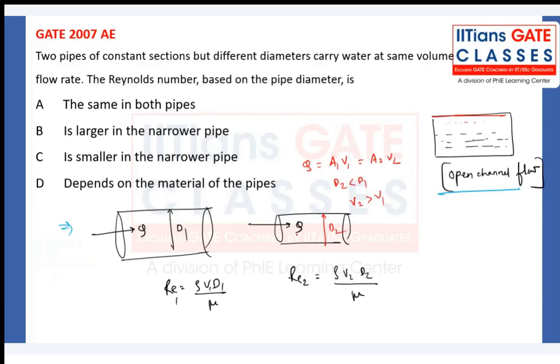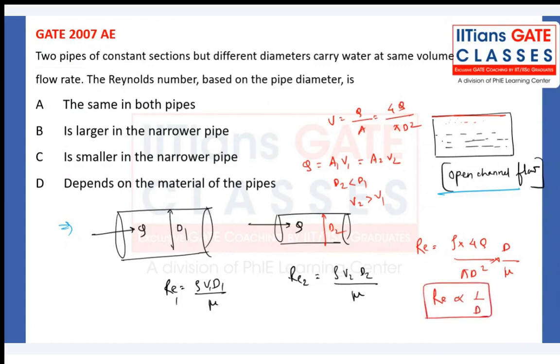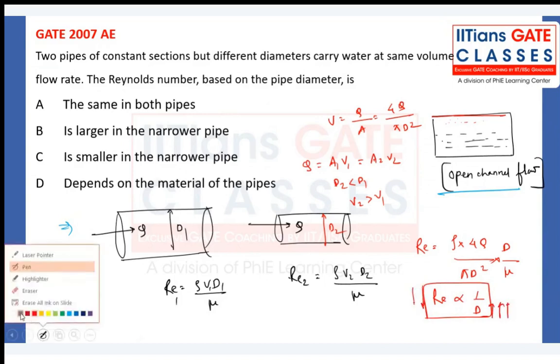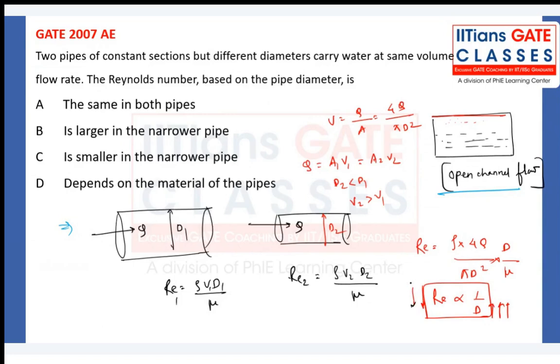If there is a velocity variation, try to convert this formula in terms of discharge. So we can write V as what? V we can write as Q by area, that can also be written as 4Q divided by pi d square. So 4Q divided by pi d square into d divided by mu. So Reynolds number is what? Inversely proportional to the diameter. So if the diameter is more and more, Reynolds number will be lesser and lesser in that particular pipe. So in a narrow pipe, when the diameter is lesser, the Reynolds number will be larger.